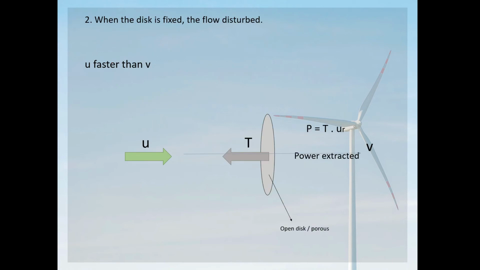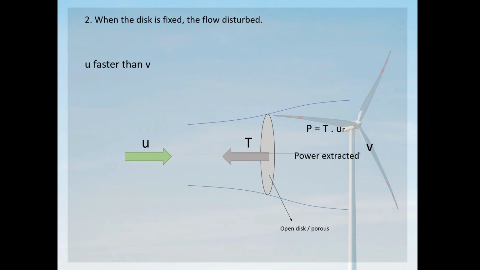On the other side, if the disk is fixed, it tends to oppose the wind flow by exerting a force T on it, and the flow is disturbed. In particular, the flow is slowed down by the force T, and at the same time it tends to go around the disk. Energy can be extracted from the flow if both the force T and the wind velocity just behind the disk are non-zero. Thus, the disk should not block the flow completely. Instead, it should allow some wind to go through the disk, which is an open, porous disk.